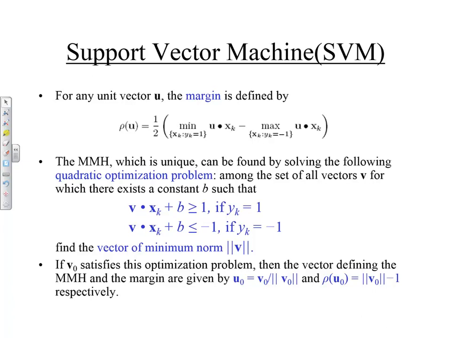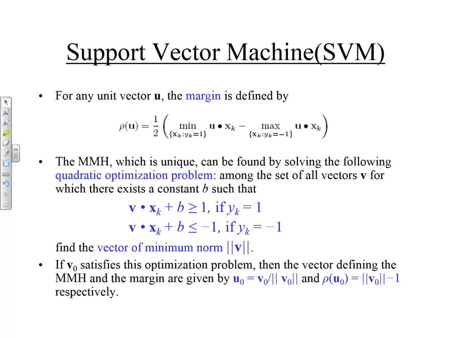And this maximum margin hyperplane, which is unique, can be found by solving the following quadratic optimization problem. Among the set of all vectors v for which there exists a constant b, such that this is greater than or equal to 1 if yk is 1, and less than or equal to minus 1 if yk is minus 1, find the vector v of minimum norm. If you want to understand the details of this, just look at one of those books on pattern recognition. They'll have the detailed steps.